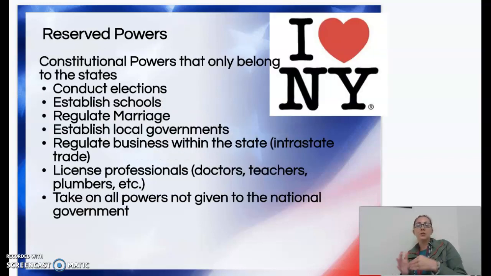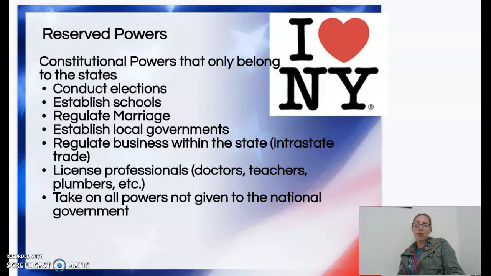Now, reserved powers are constitutional powers that only belong to the states. They can conduct elections, they can establish schools, they can regulate marriage, they establish local governments, they regulate business, they license professionals. There's so many things that belong to the states, and it's been controversial because over the years the federal government has increased their powers in various areas and has passed legislation that might conflict with this idea of reserved powers and then leads to debate. For example, No Child Left Behind or Race to the Top are federal educational guidelines. And then a lot of states' rights proponents have questioned whether or not that violates the reserved powers, or even the regulation of marriage at the federal level has been questioned.